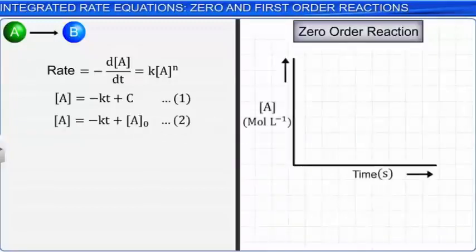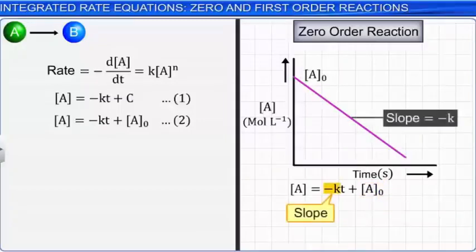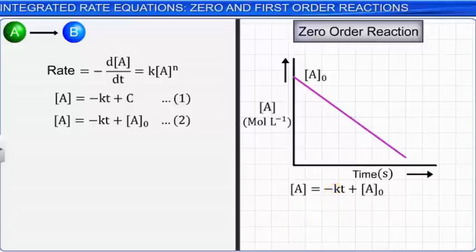If we plot this equation on the concentration of A versus time graph, we get a straight line with the y-intercept as the concentration of A0 and slope minus K. We can calculate the value of K by rearranging equation 2. Therefore, K is equal to A0 minus A divided by t.